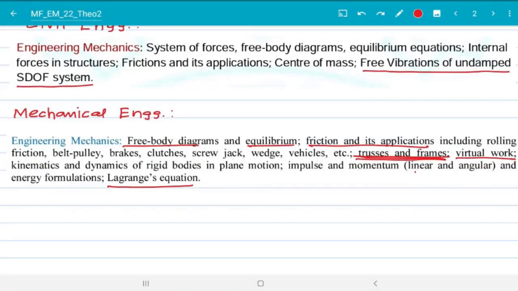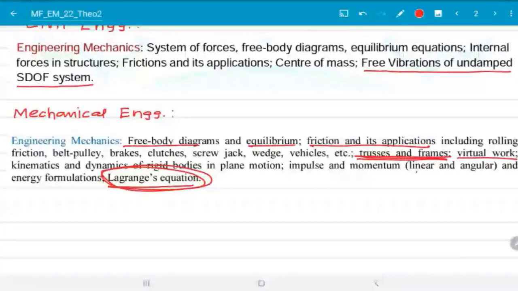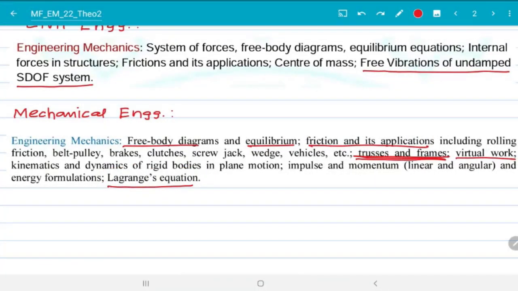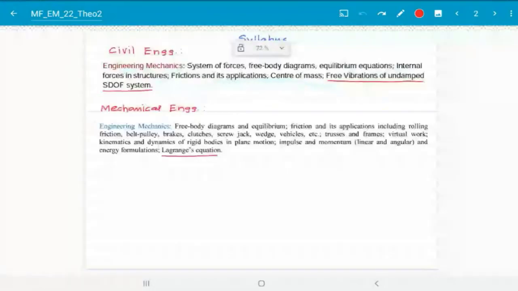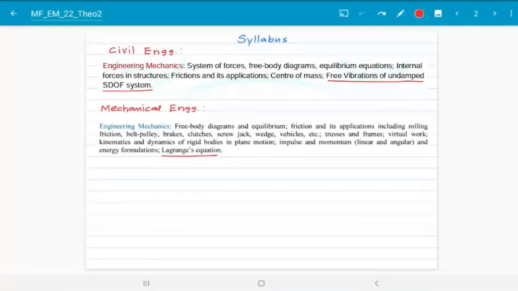Then energy formulations. Whether they are mentioned separately or not, we will study the energy formulations by default in the dynamics part. Then Lagrange's equation. So this is a new topic for mechanical engineering. For civil engineering students, vibration is a new chapter. For mechanical engineering, Lagrangian is the new chapter. Remaining everything is common for both civil and mechanical. No need to separate the topics. Whatever we are going to study in engineering mechanics, all are pure fundamentals.